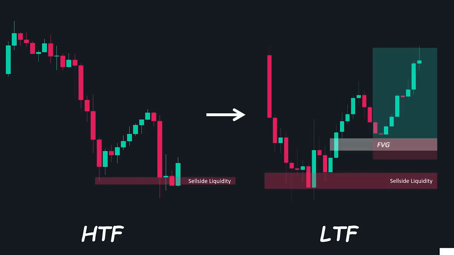This gap is used as the entry zone. Enter a long trade from the gap. Place your stop loss below the sweep low and target the next buy-side liquidity level. This simple process helps you trade with smart money, not against it.